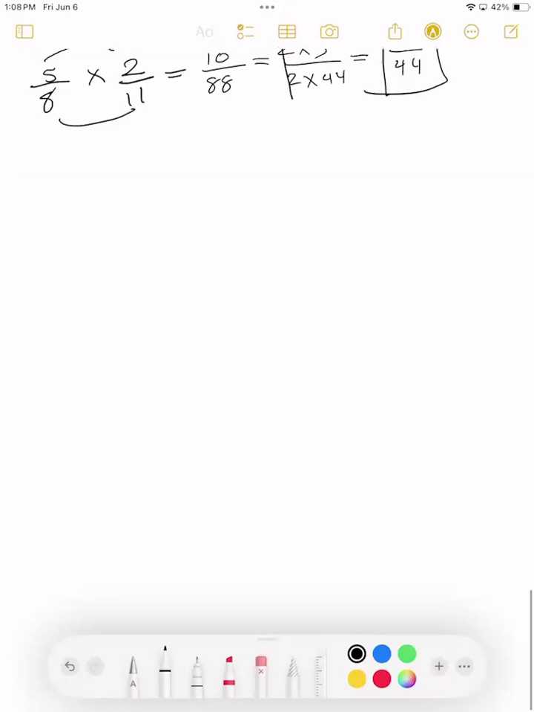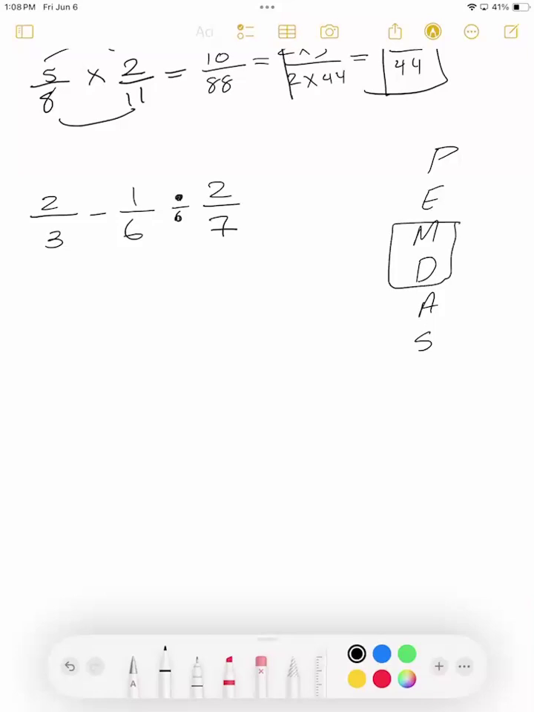Next problem, we want to do order of operation agreement as well as dealing with fractions. So order of operation agreement is PEMDAS. Multiplication, division have the same hierarchy. Addition, subtraction have the same hierarchy. Parentheses has the highest hierarchy. Exponent have the next hierarchy. These two have the third hierarchy, and these two have the fourth hierarchy.